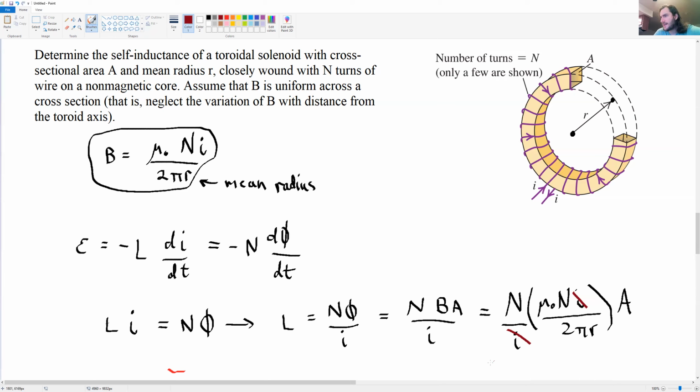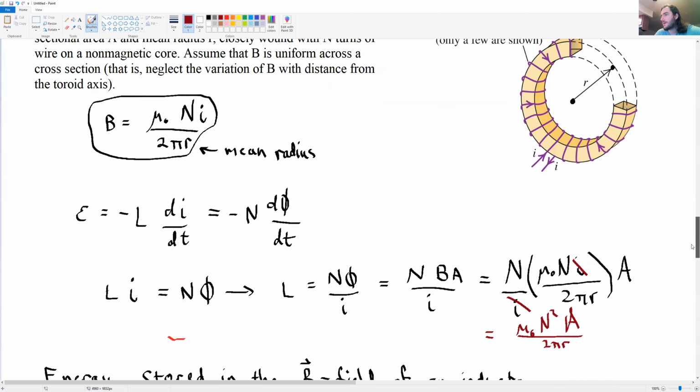All right, let's clean this problem up here. So L equals mu 0 N squared A over 2 pi R, and the inductance does not depend on the current, which is nice. Okay, so that finishes that one off. Any questions about that before we go on to the next topic?